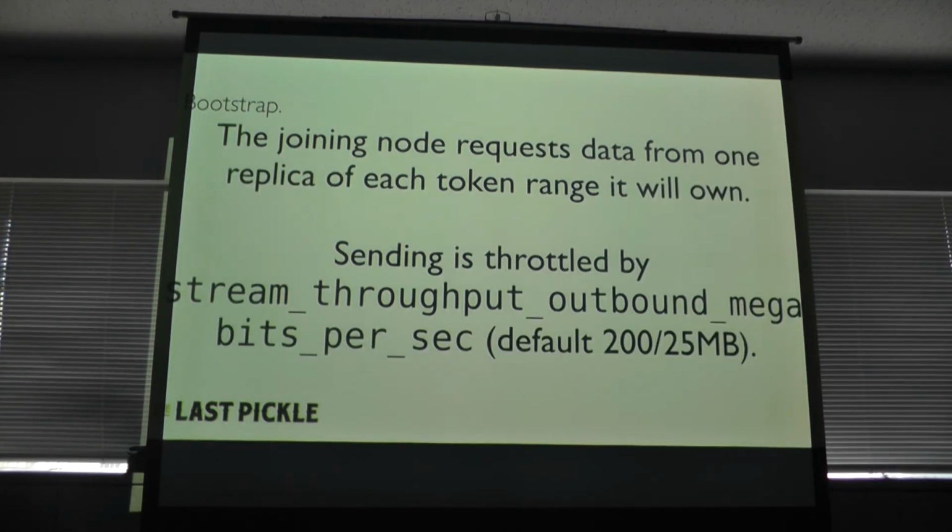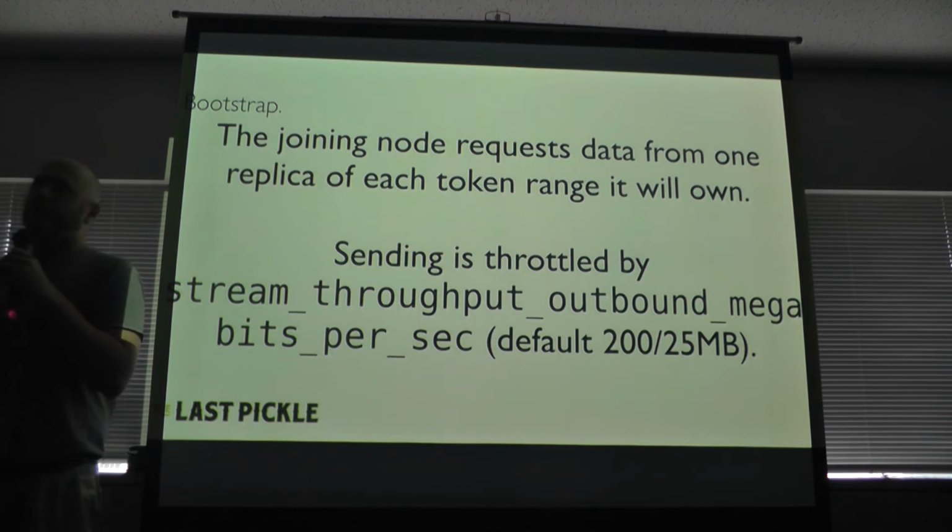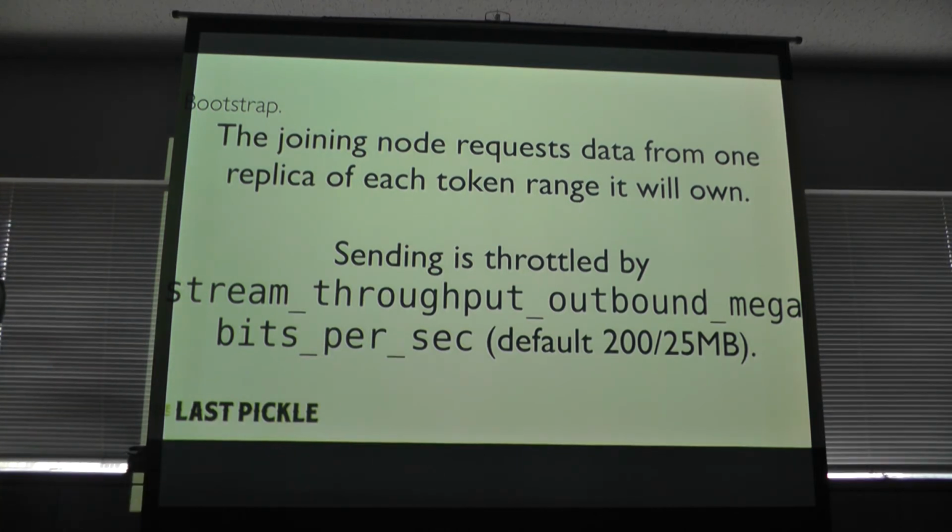Next issue that we deal with is bootstrapping. When a new node joins the ring, it takes ownership of token ranges. When it does that, it asks one replica for the token range to stream the data over to the node that's joining. And this is how it catches up on the data that was in the cluster before the node joined the ring. This sending process is throttled by a configuration setting called stream throughput outbound megabits per second, which defaults to about 25 megabytes per second.